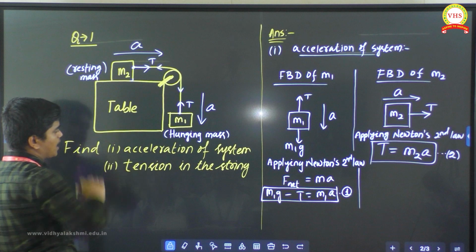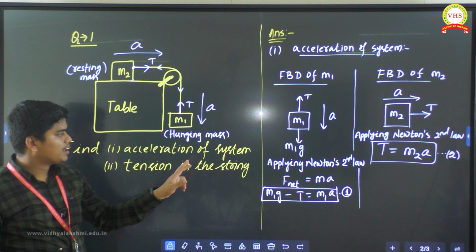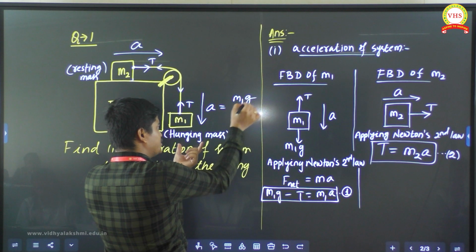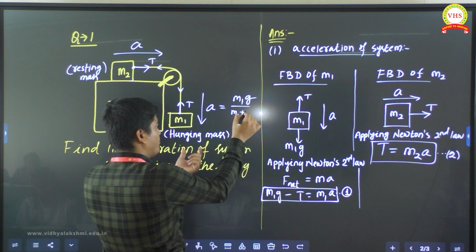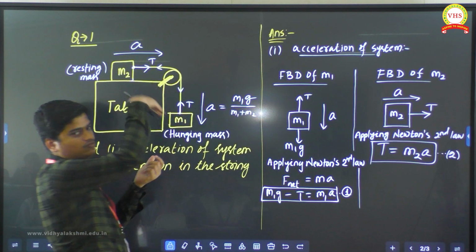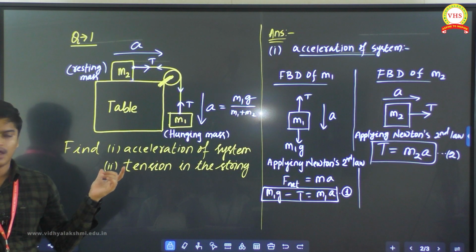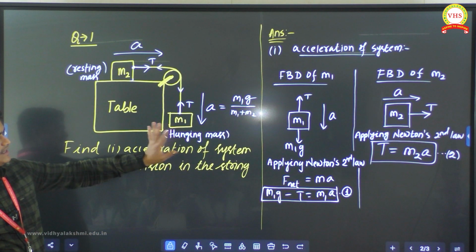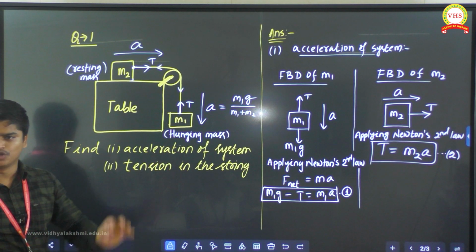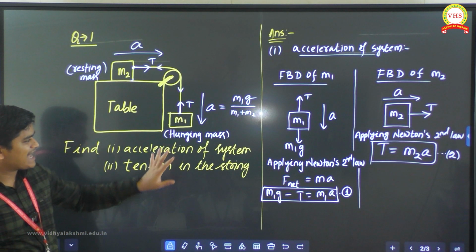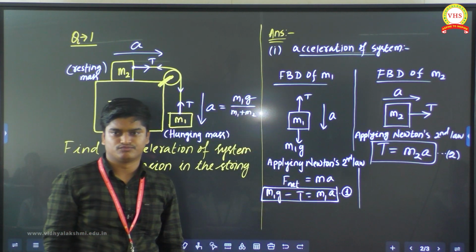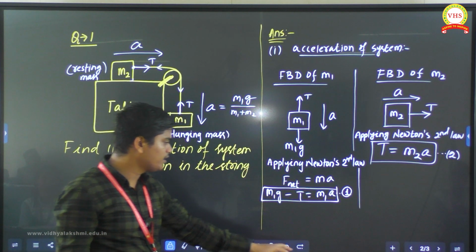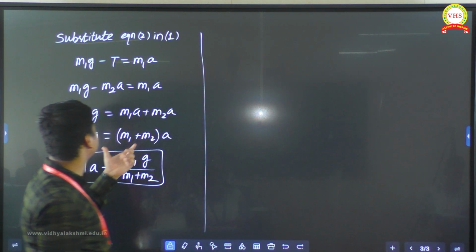Now listen. Acceleration is nothing but hanging mass into G divided by addition of both the masses, M1 plus M2. Yes or no? Like this you remember. So like this you can remember also, direct to do the numericals. And if they ask in detail what is acceleration, then you have to find equation 1, equation 2, substitute 2 in equation 1, then you get acceleration here.